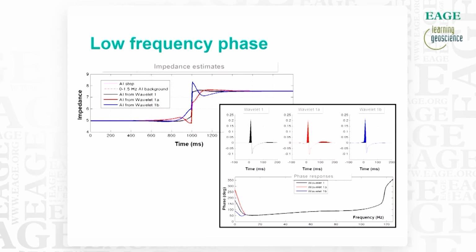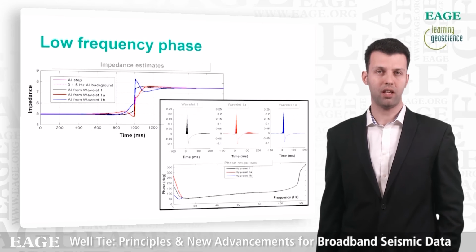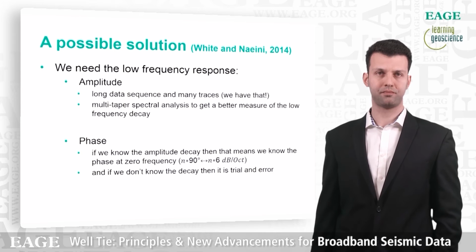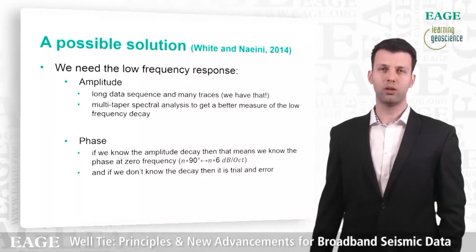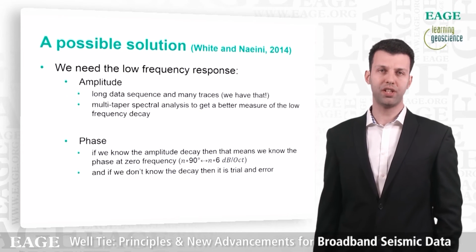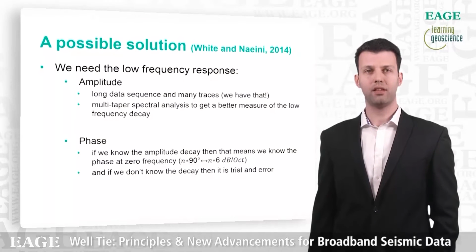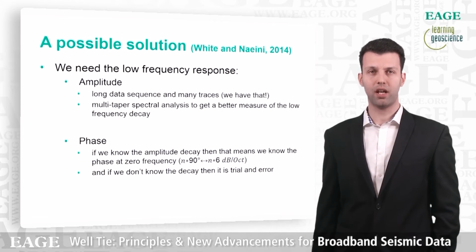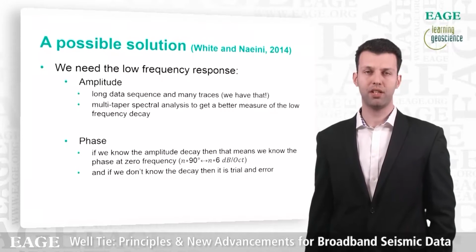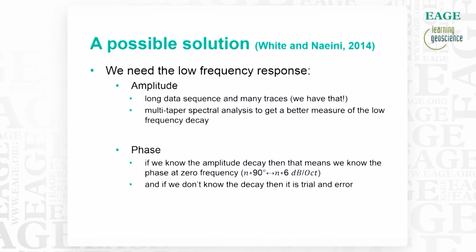Generally, phase error leads to such artifacts in the impedance domain. So a possible solution we proposed in 2014 was to estimate the amplitude spectrum using the seismic data in a long window and many traces to reduce the noise, and also use multi-taper for a better handle on the low frequency decay. For the phase, we propose to use that Butterworth behavior, which is shown in the formula below.